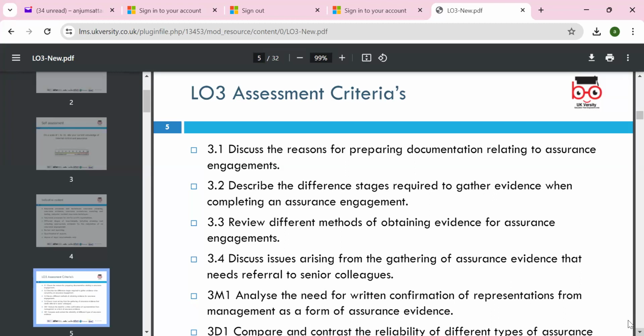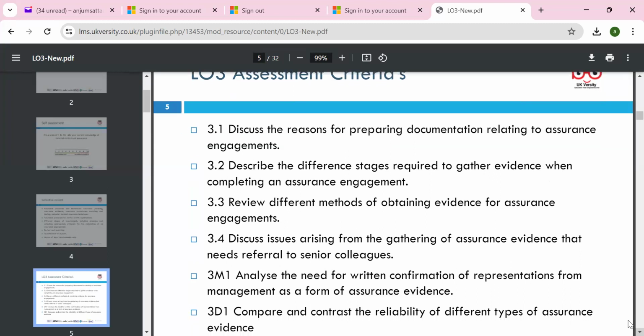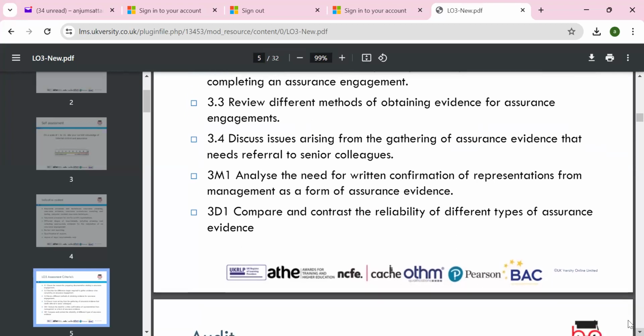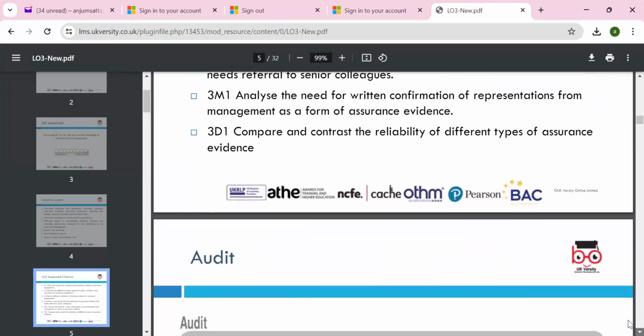Then we can review different methods of obtaining assurance evidence and discuss the issues arising in gathering evidence, and the need for referral to a senior colleague. Then we have the merit criteria: confirmation of representation from the management, forms of assurance, and comparing and contrasting the reliability of different types of assurance.